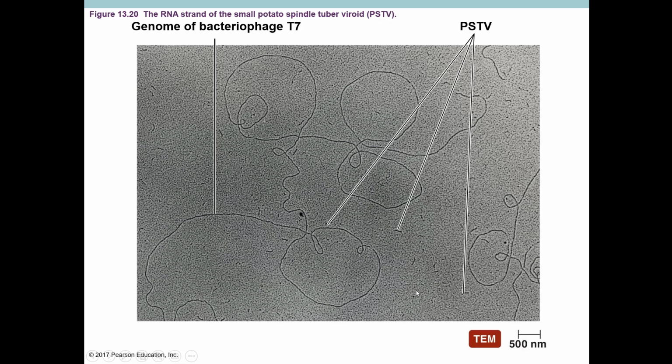So I don't even know how they ever found these. I mean, for Pete's sake. It looks like it could just be lint on the slide, but they know it's made of RNA. But man, it's small.